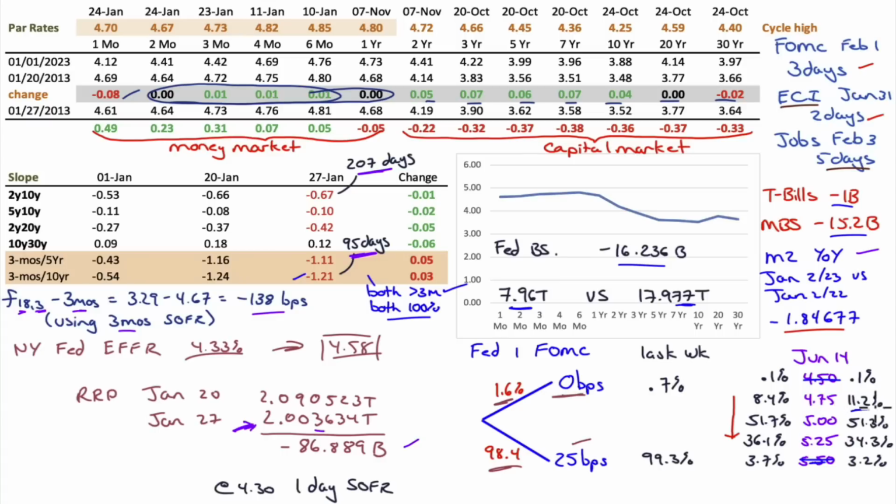4.75 has dropped from 11.2 down to 8.4. The 5 is pretty much staying the same, and the 5.25 is up to 36 from 34. So there is more weight moving towards a higher terminal rate over the course of the year.